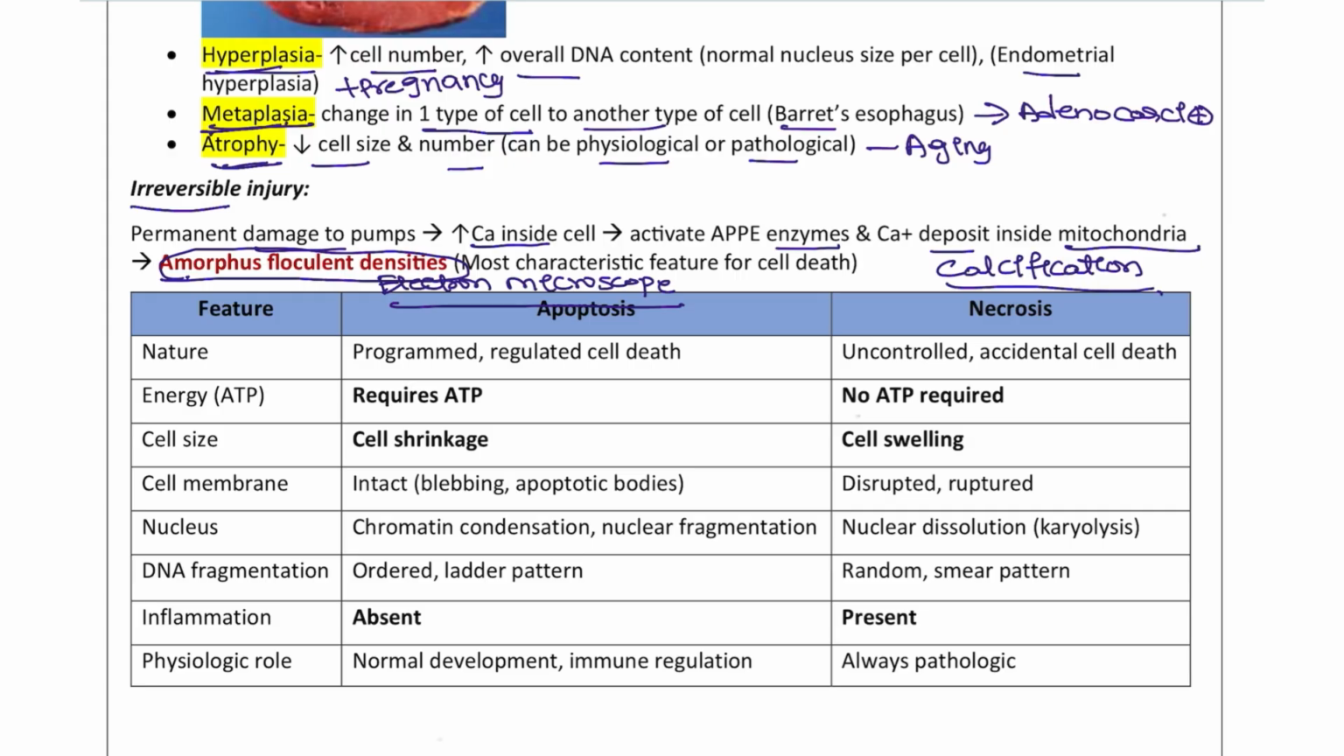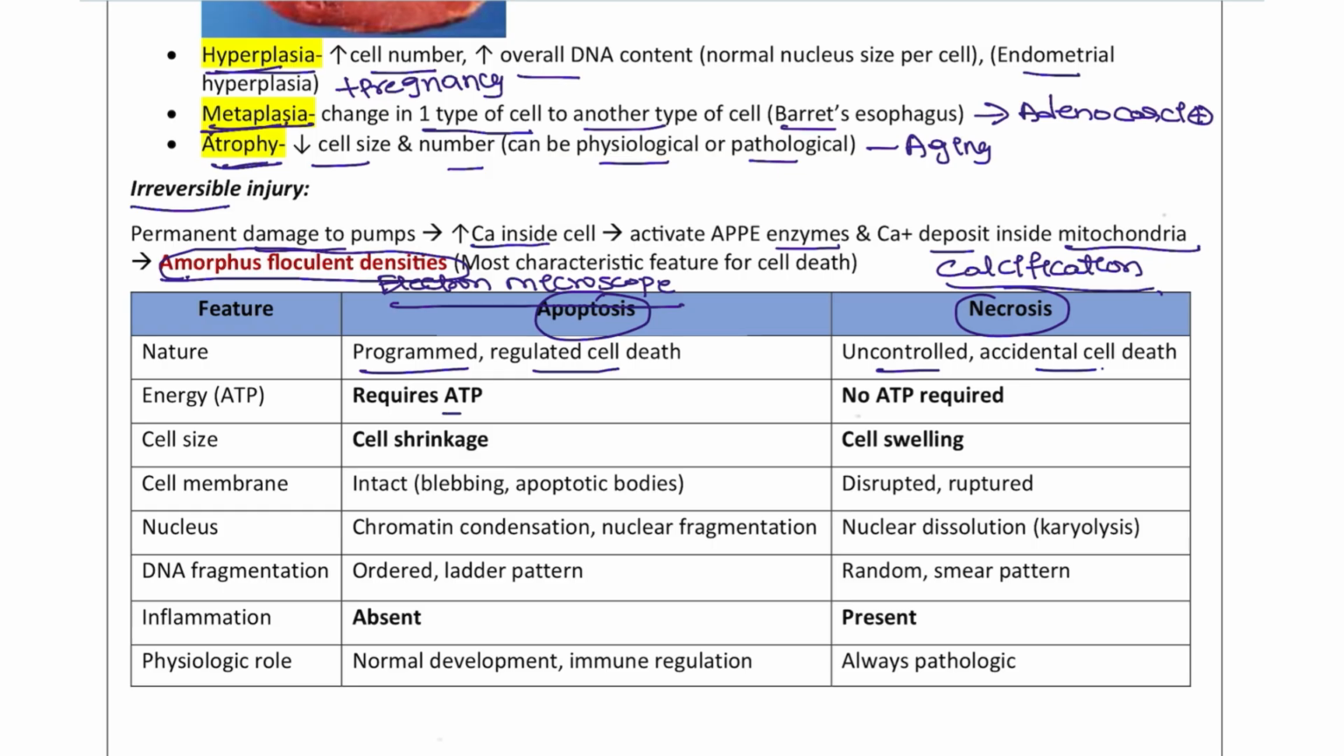And irreversible injury is of two types: apoptosis and necrosis. What is apoptosis? Apoptosis can be physiological, such as programmed cell death. This is in a regulated manner. Necrosis is an uncontrolled, accidental cell death, and irreversible damage will be seen.